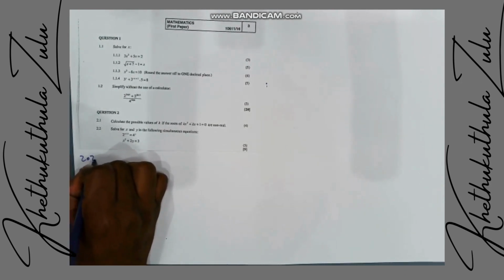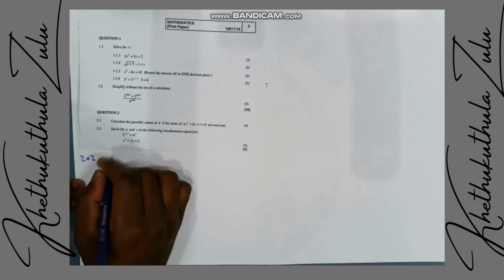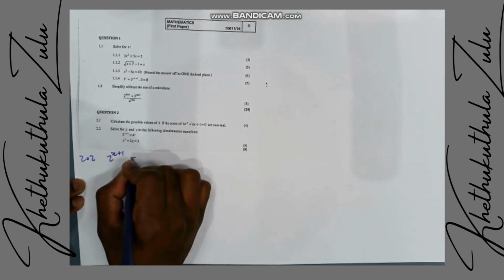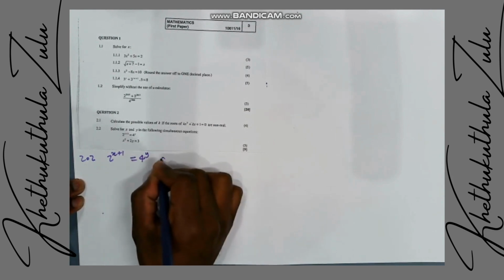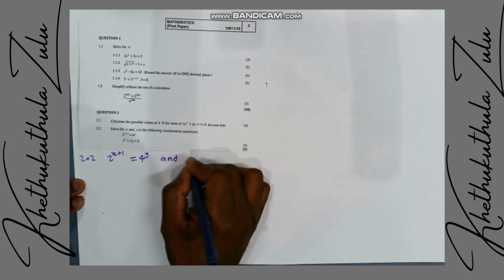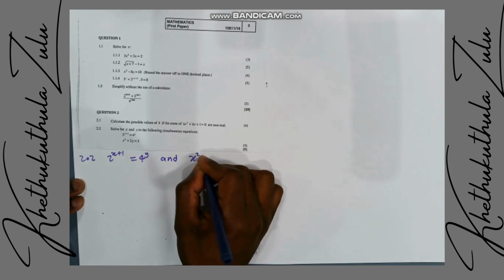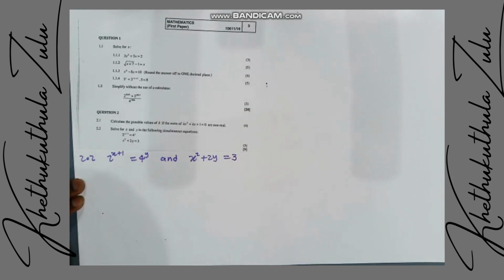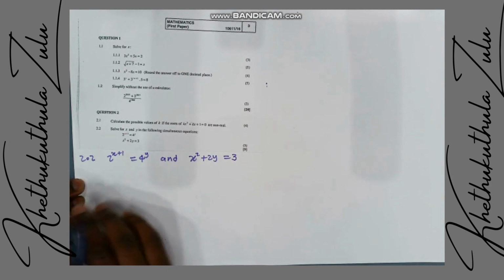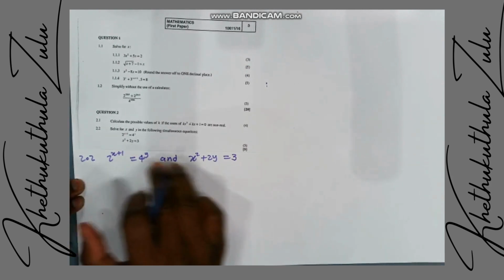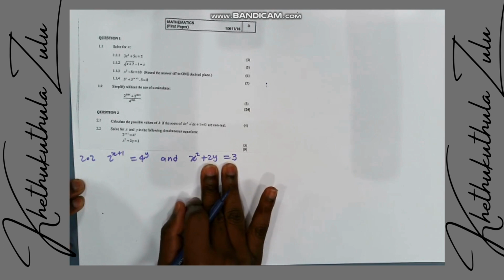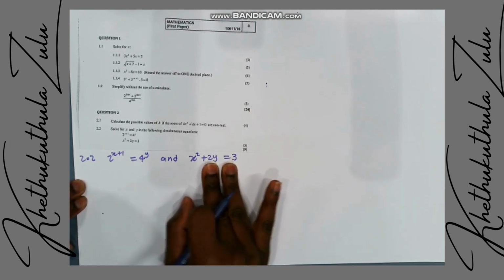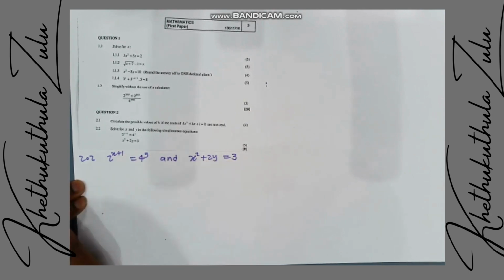Okay guys, we'll continue with question 2, which is the last part of this video, which is 2.2, where we are solving simultaneously. So we have 2 to the power x plus 1 is equal to 4 to the power y, and we have x squared plus 2y is equal to 3. Simultaneous equation. Solve these two equations simultaneously. First, we need to make y or x the subject of the formula between these two equations.